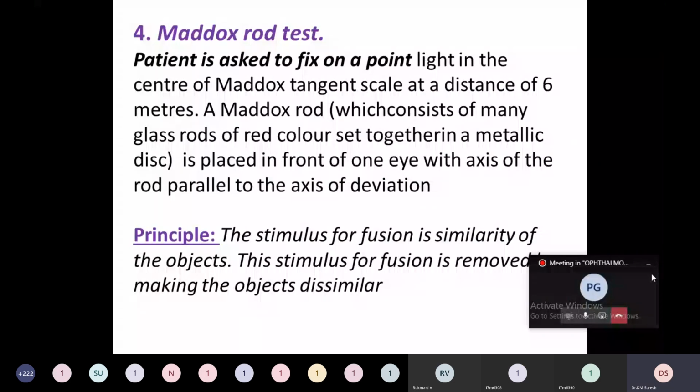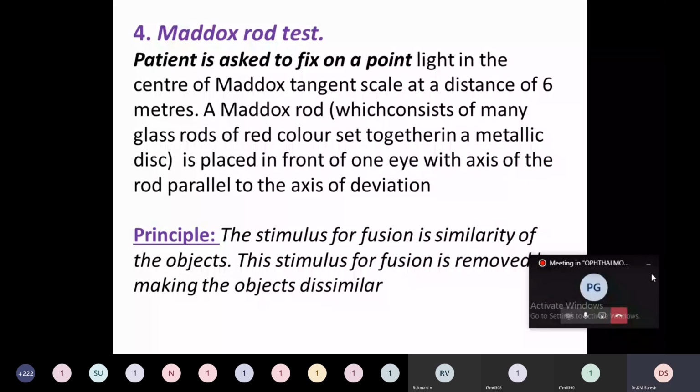First, I will explain the principle used in Maddox rod test. Patient is asked to fix on a point light in the center of Maddox tangent scale at a distance of 6 meters. A Maddox rod, which consists of many red glass rods, set together in a metallic disc. So cross cylinders are set together. They are parallel to each other. They are red in color and they are all set together in a metallic disc. This Maddox rod is placed in front of the eye with the axis of the rod parallel to the axis of deviation.